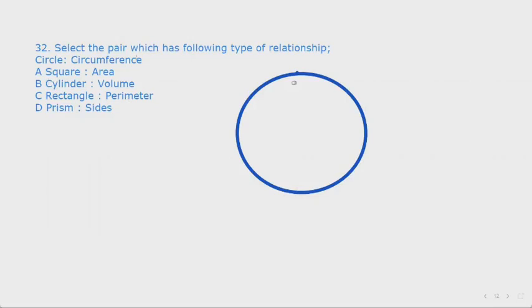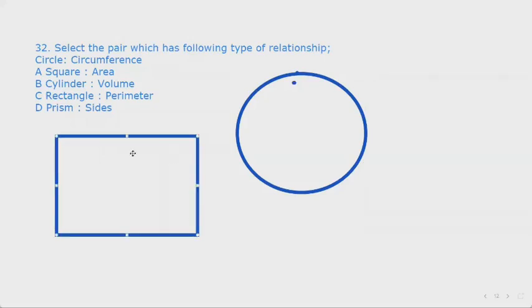So square and area. So when we talk about square, so ये square है. What is area? So area is something inside, like ये सबका addition. That is not making the exact same relationship. So option number A is ruled out. Cylinder and volume. Again, cylinder and volume are the same as square and area. जहाँ पे सिलेंडर का पूरा इनसाइड एरिया ही हमें पूछ रहा है. So this is not same as circle and circumference. So again, option B is also ruled out.